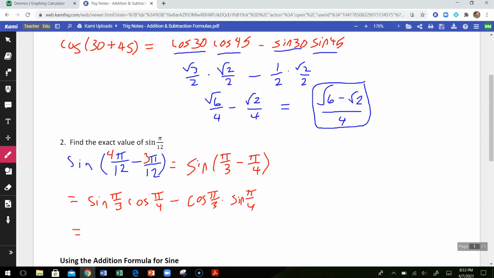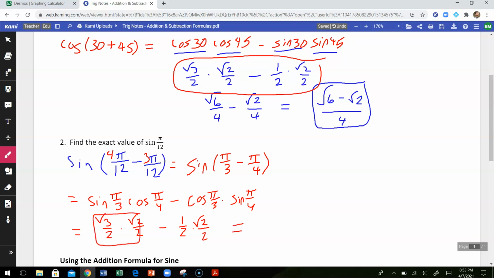And then again, we can evaluate all these. So the sine of pi over 3 is root 3 over 2. The cosine of pi over 4 is root 2 over 2. The cosine of pi over 3 is 1/2. And the sine of pi over 4 is root 2 over 2. And what you'll notice is you'll get a lot of the same answers. We're going to actually get the exact same thing that we got up here because I have the same products. So by the time I multiply these and then subtract, I'm again going to end up with root 6 minus root 2 over 4.